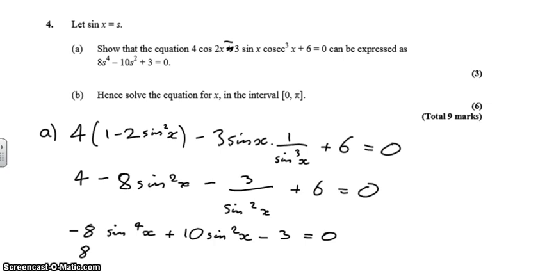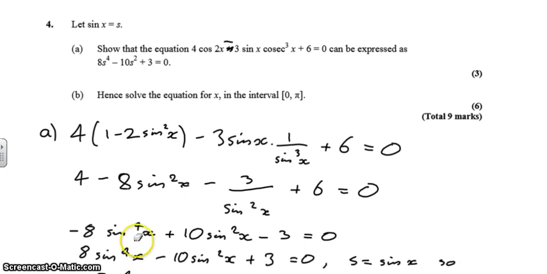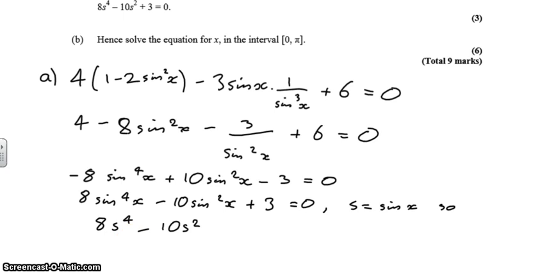And then we can substitute in sine x equals s. So we can also multiply by minus 1, so 8 sine to the power 4 x minus 10 sine squared x plus 3 equals 0. s equals sine x, so 8s to the power 4 minus 10s squared plus 3 equals 0, as required.